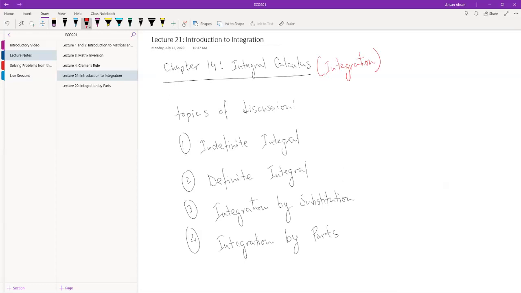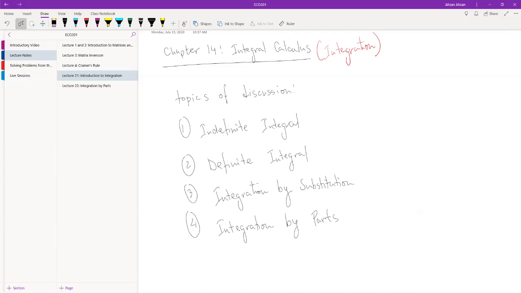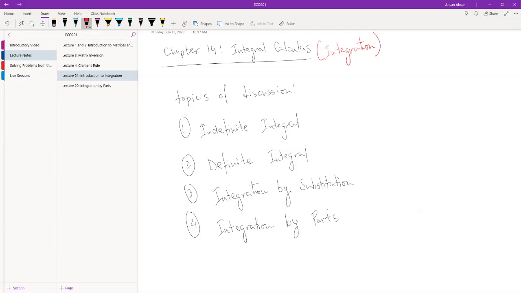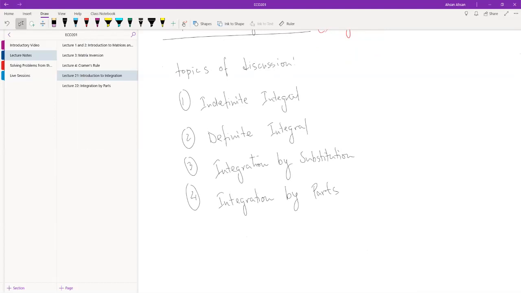So there are 4 things we're going to learn from chapter 14. There are indefinite integrals and definite integrals, which we're going to do today. And maybe we will do integration by substitution today as well. Let's see how long it takes me to get through the material. Then in the next lecture, we will complete the syllabus, which includes integration by parts, which may be a little bit tricky, but the first 3 parts will be pretty straightforward.